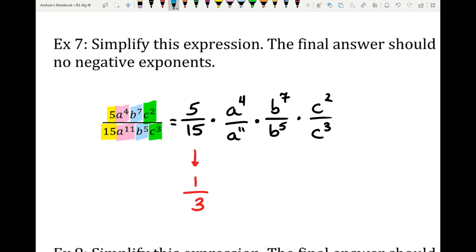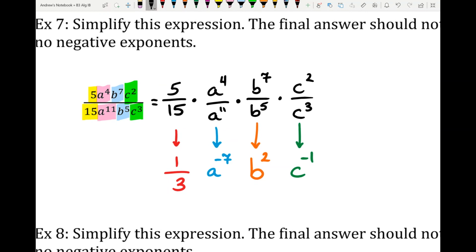If I had a to the 4th divided by a to the 11th, what I'm doing is subtracting those exponents. 4 minus 11 gives me -7. When I have b to the 7th divided by b to the 5th, 7 minus 5 leaves me with b squared. Last but not least, c squared divided by c to the 3rd: 2 minus 3 gives me -1. So now we've got this new problem down here: 1/3 times a to the -7th times b squared times c to the -1st.